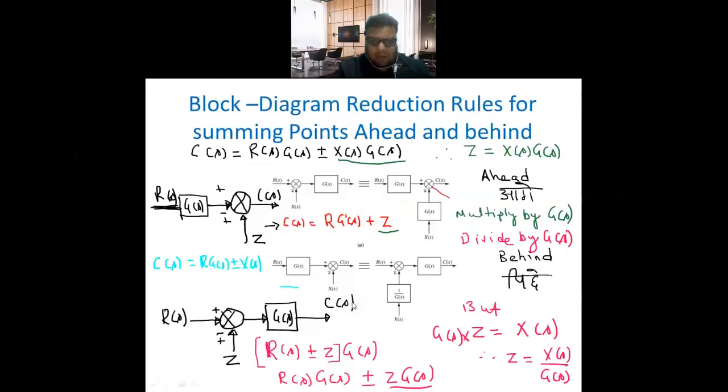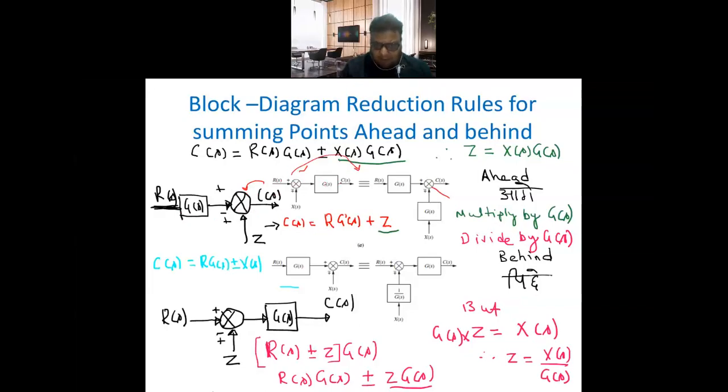Now here are the block diagram reduction rules for summing points ahead and behind. You see over here, this is a block diagram, with R of S, X of S, G of S, and C of S. Now what I want to do is move this summing point ahead. Like here, I want to move this point. So in this I have moved this point ahead.